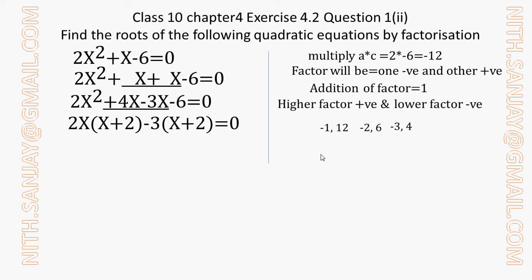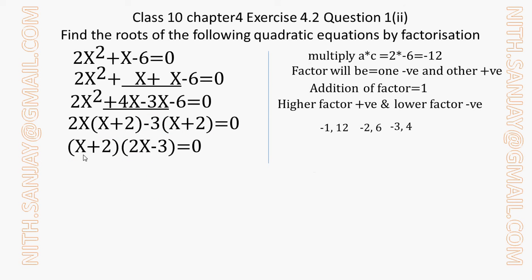Now I will take x plus 2 common from the whole equation. I have taken x plus 2 common, so I am left with 2x, and I have written 2x here. This x plus 2 again I have taken common, so I am left with minus 3, and I have written this minus 3 here.